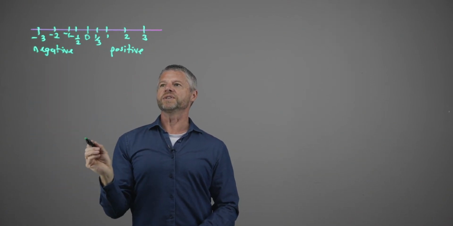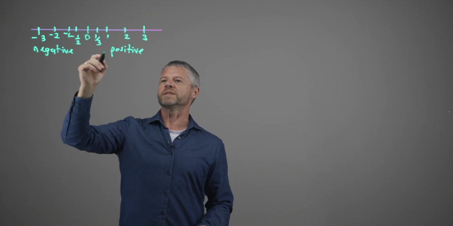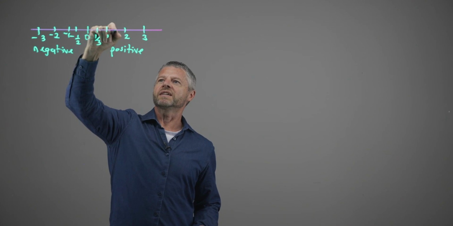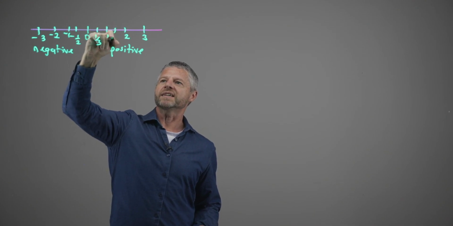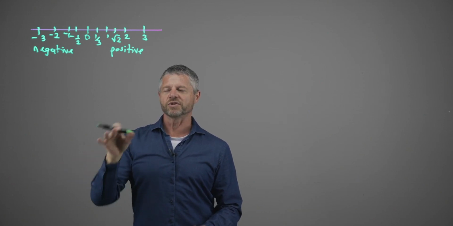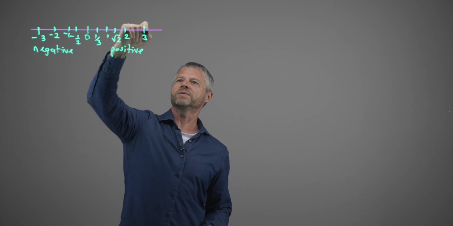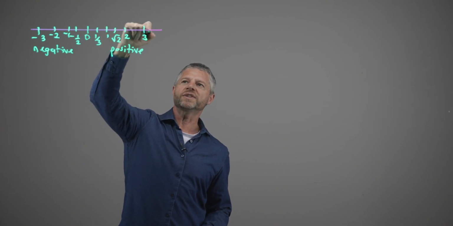And then I can also put irrational numbers on here. So for example, if I go to about here, that's where √2 would be, because it's 1.41 and a whole bunch of other decimals. Pi is 3.14 and then a bunch more decimals, so that's going to be about here.